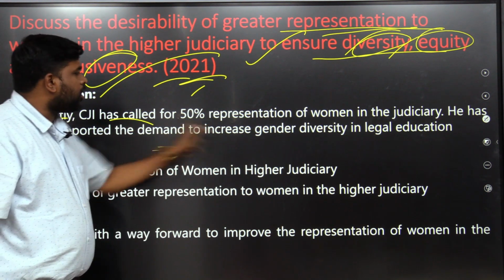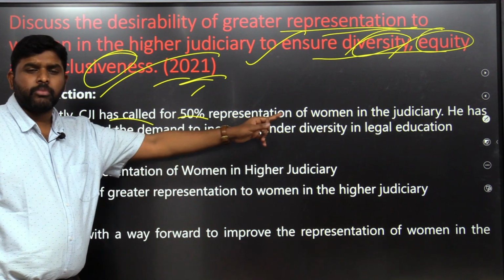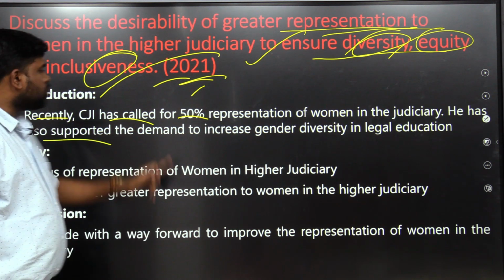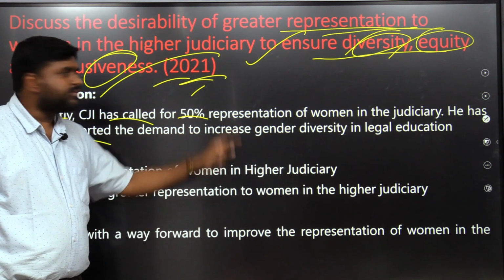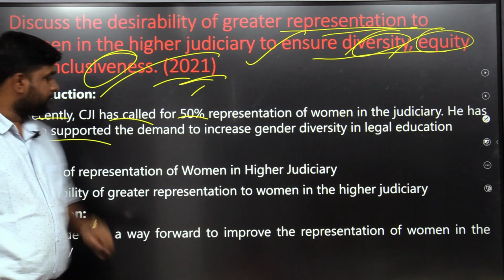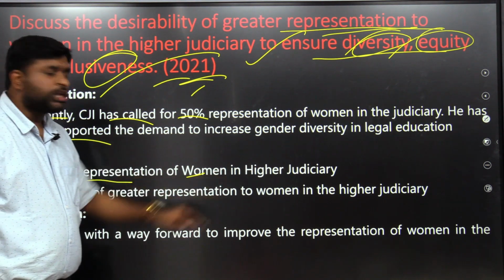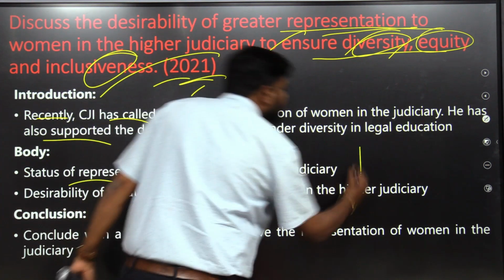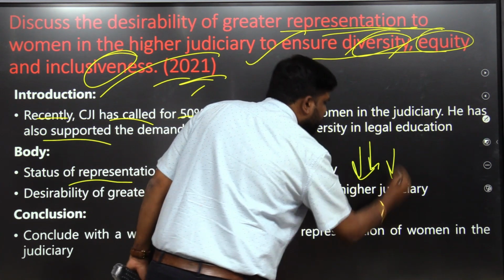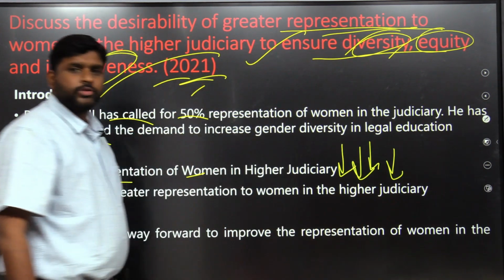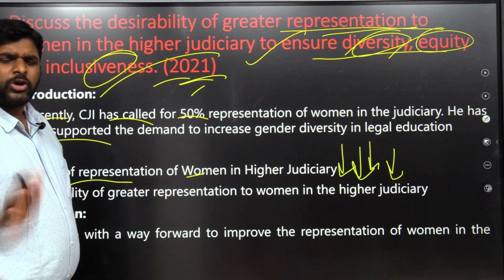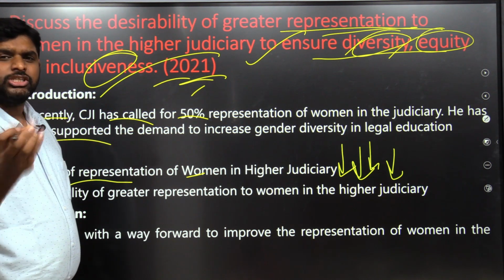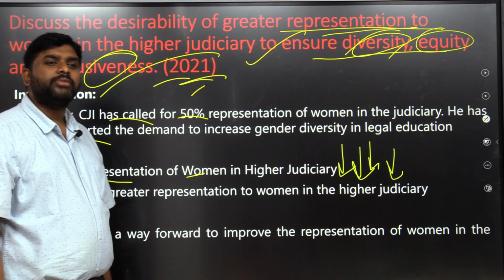Recently, the CJI has called for 50% reservation for women in the judiciary. He has also supported the demand to increase gender diversity and legal education for women. The status of representation of women in the higher judiciary is very minimal. You won't believe it: approximately 11% of judges or lawyers in the judicial system in India are women.